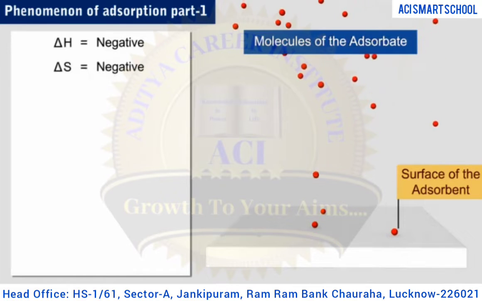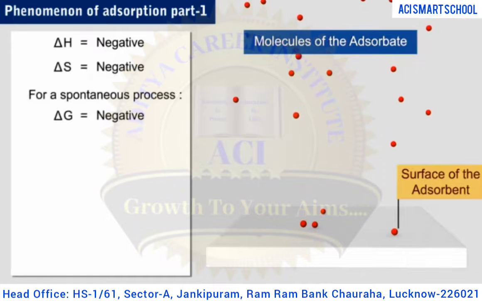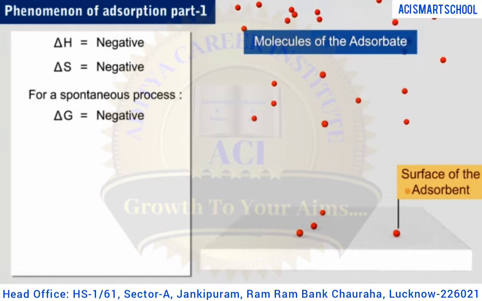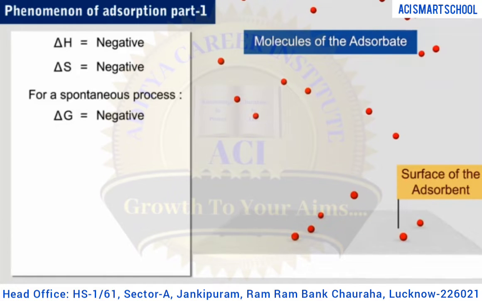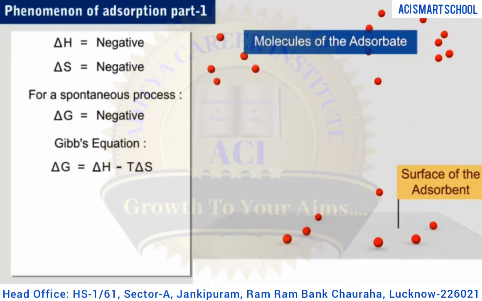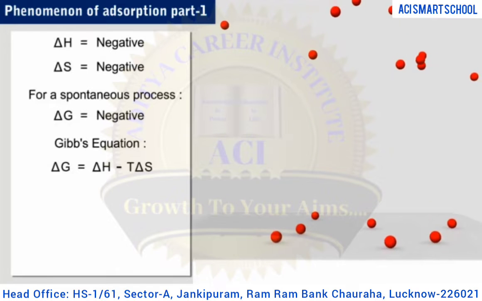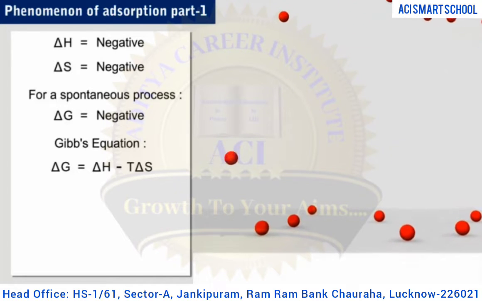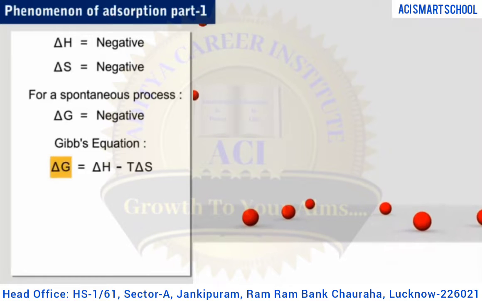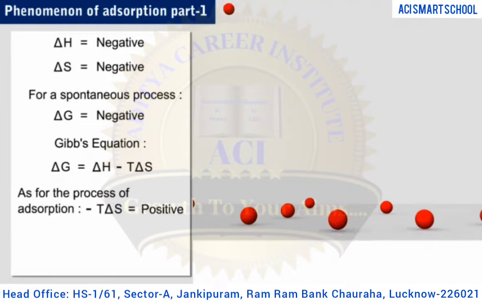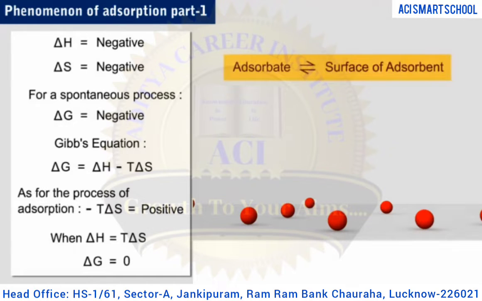We know that for any thermodynamic process to be spontaneous, the Gibbs free energy change, delta G, must be negative. The Gibbs equation is delta G is equal to delta H minus T delta S. So, delta G can be negative if delta H is sufficiently negative. Since minus T delta S is positive for the process of adsorption, when delta H becomes equal to T delta S, or when delta G becomes 0, the adsorbate and the surface reach a state of dynamic equilibrium.